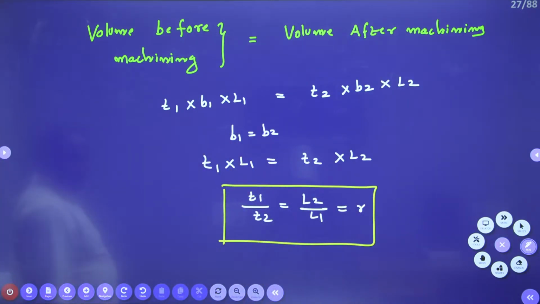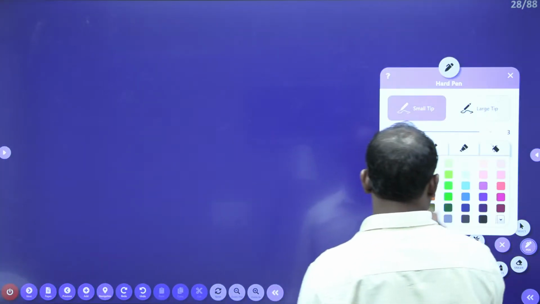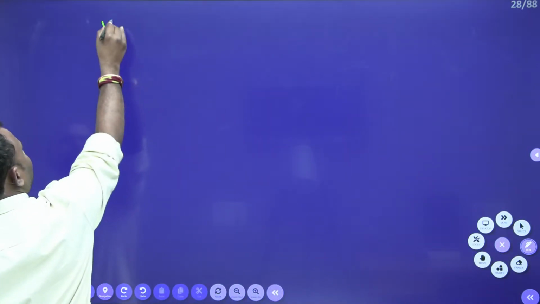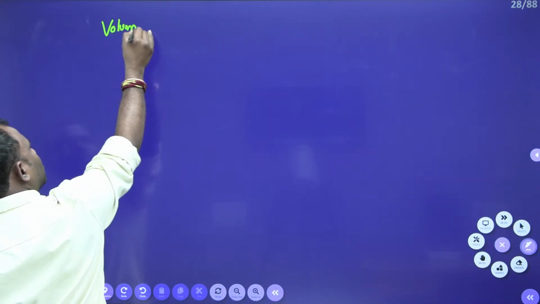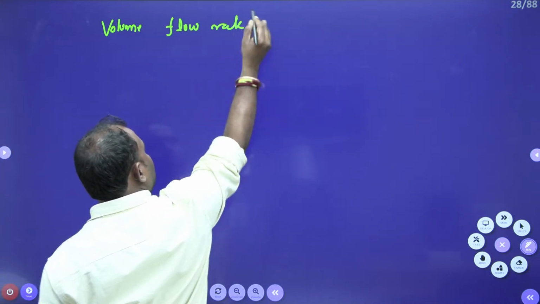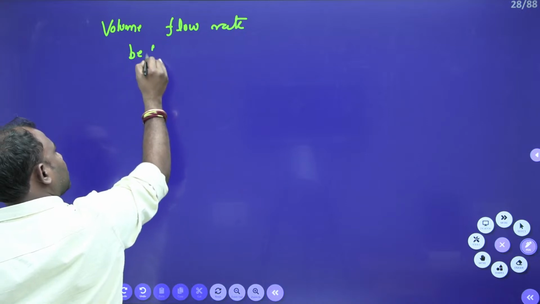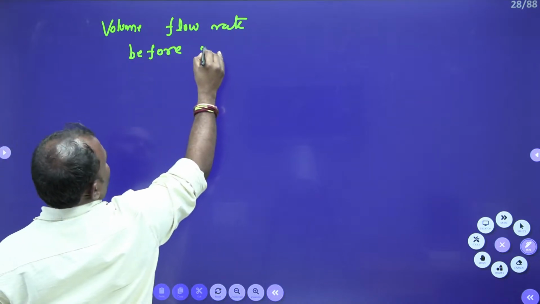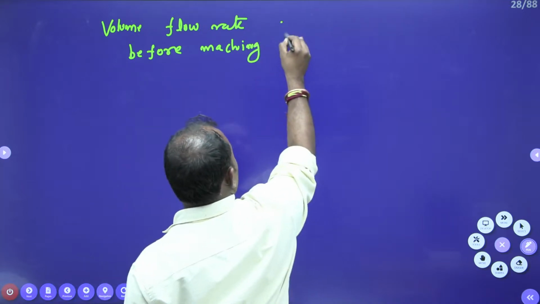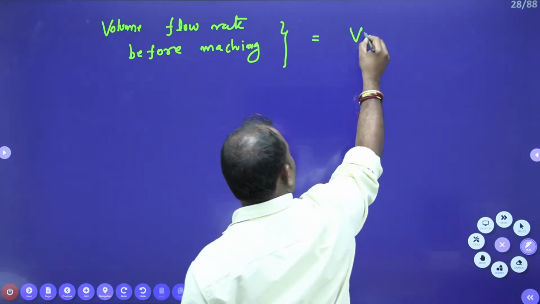Okay. Now one more thing, that is volume flow rate before machining equals volume flow rate after machining.